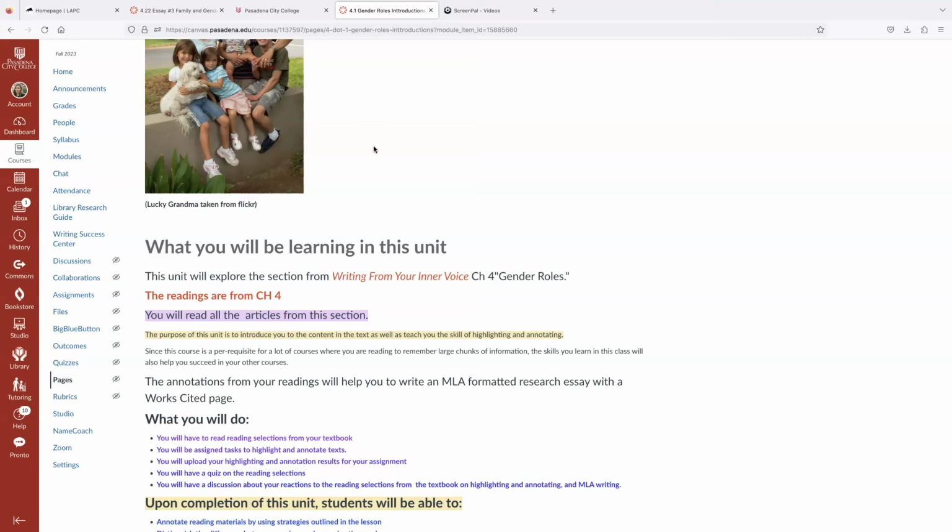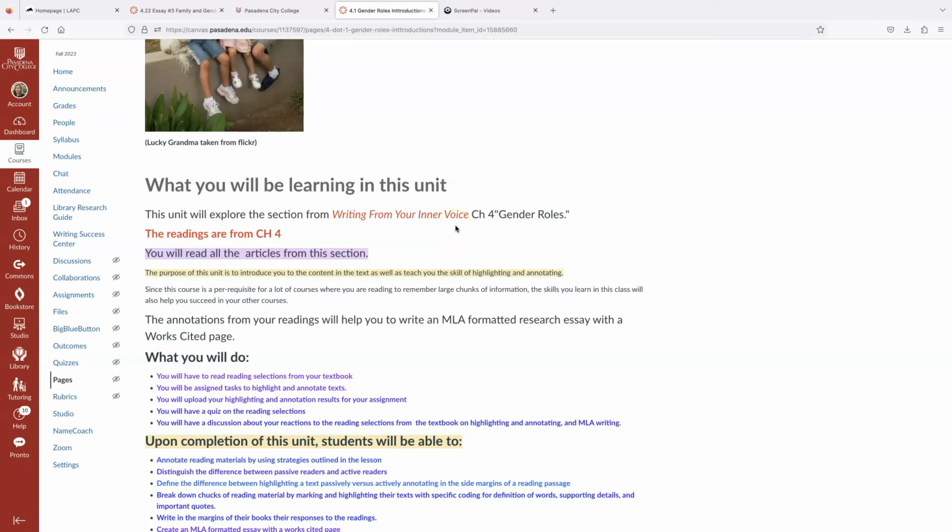The annotations from your reading will help you write an MLA formatted research essay with a works cited page. So what you're going to do is you will have to read selections from the textbook. You will be assigned tasks to highlight and annotate texts. You will upload your highlighting and annotating results for your assignment. You will have a quiz on the reading selections. You will have a discussion about your reactions to reading selections from the textbook on highlighting and annotating and MLA writing.